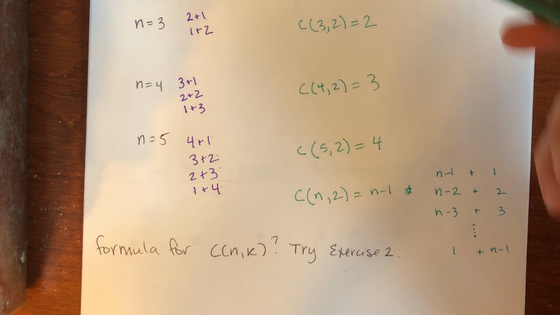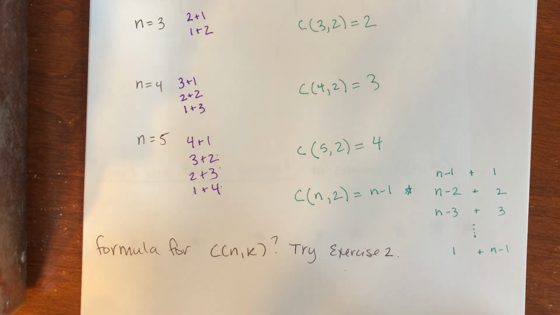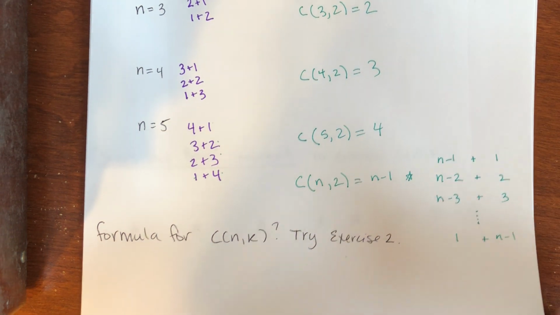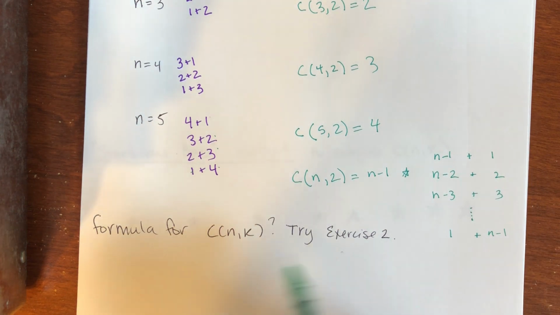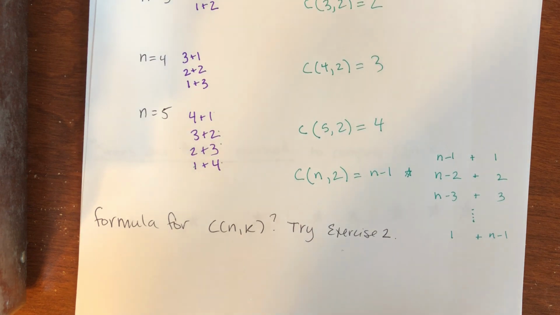Now, this gets harder to do looking for patterns if you look at C of n, k. And so before we actually go over the formula for C of n, k, I want you to try the exercise number 2 on the back of section 2.5 problem set. So try that first, and then you can come back and watch the next video.